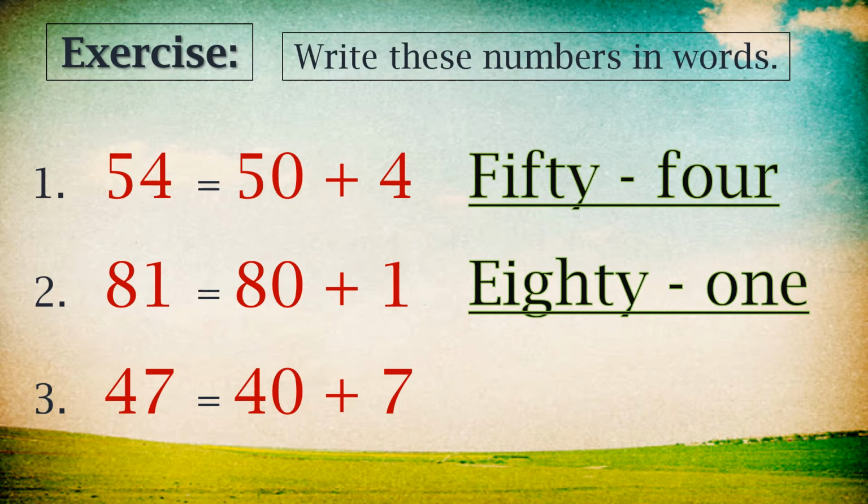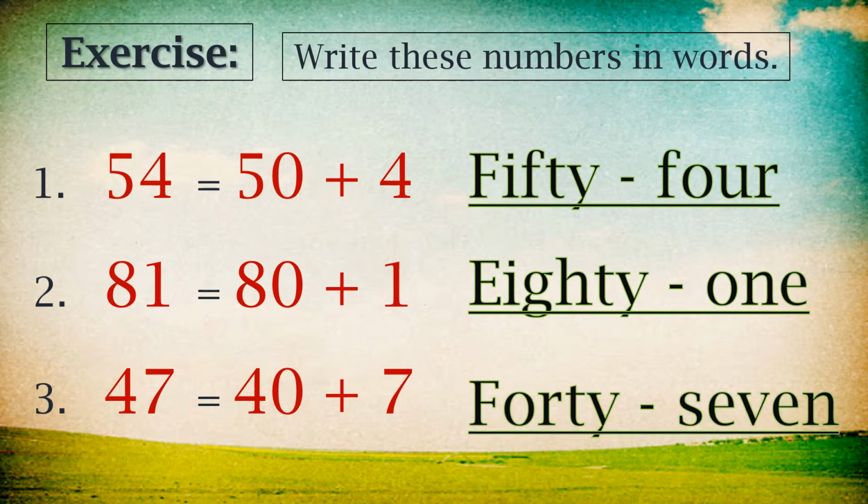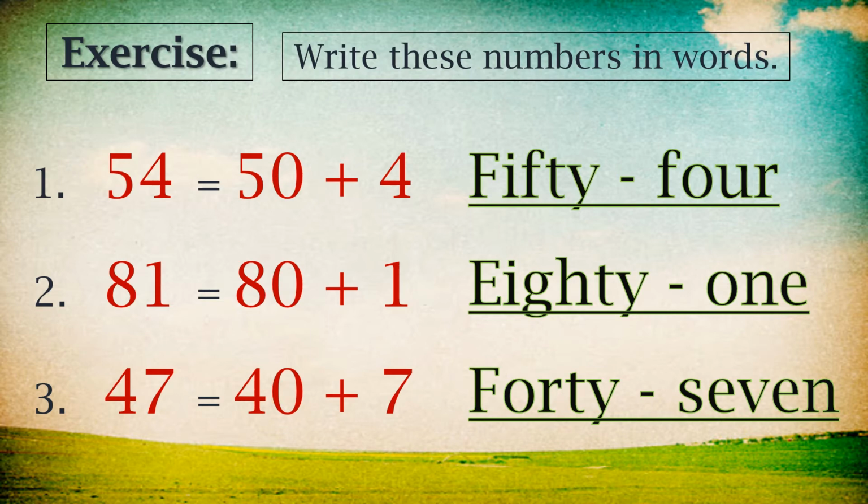Kids, do you know how to write 47? Now, let's read and spell the word all together. Now, this is how you write 47. Let's spell it all together. It's F-O-R-T-Y dash S-E-V-E-N.